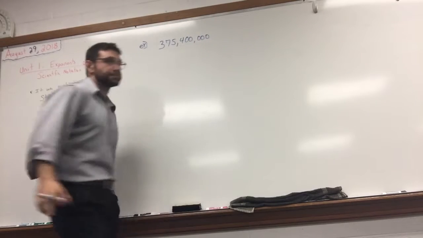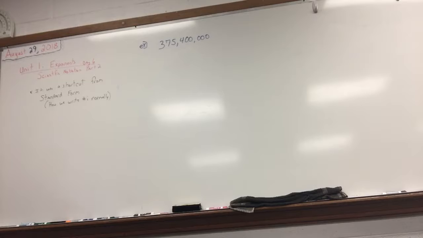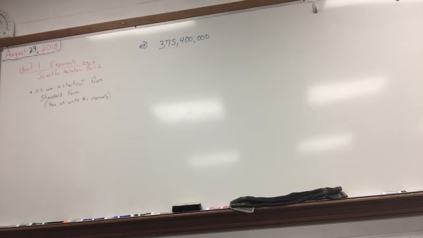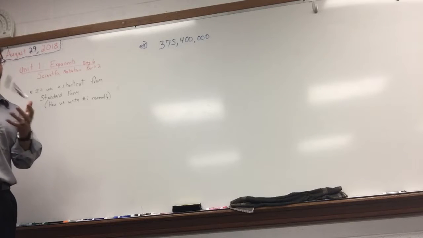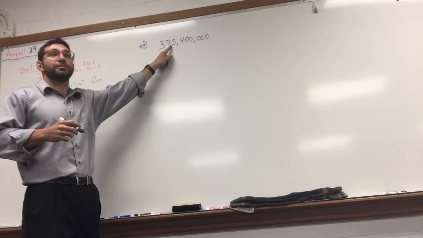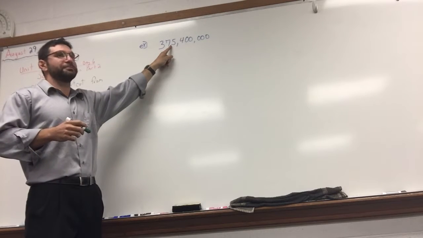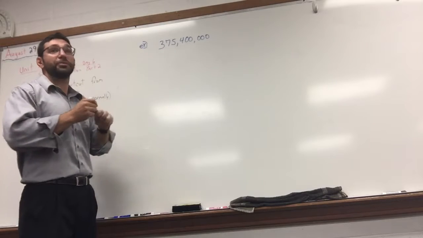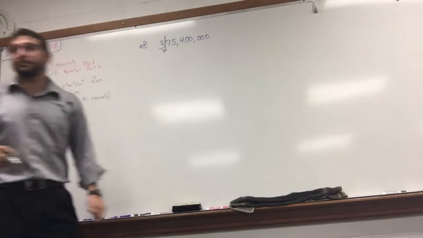375,400,000. And I told you yesterday, and I'm going to be very specific with this, I need you to draw a line where you're going to place the decimal. So what two numbers do I need to draw the line between? Take a guess. What's the worst thing that can happen? You're going to be wrong? 7 and 5. That's a good guess. If I put it here, can my first number be 37? No. Maddie? Between the 3 and the 7. So I'm physically going to draw my line right there.